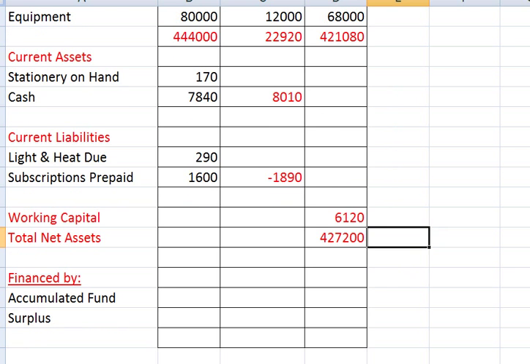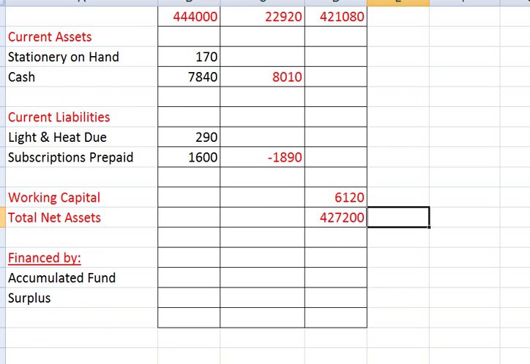The second part of the balance sheet is where you show how the club was financed. Now, this club had two sources of finance. The first is the accumulated fund. I've shown you in other videos how to calculate the accumulated fund of a club. In this question, you didn't have to calculate it. It was given to you right at the top of the question. And it was 411,210.